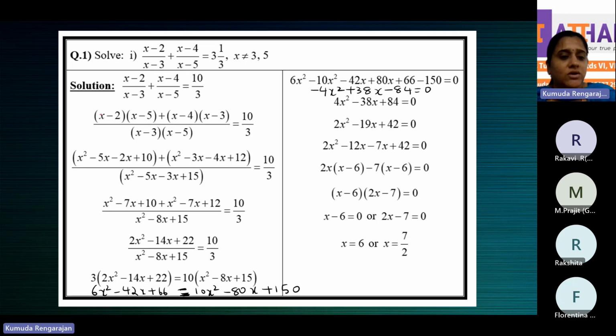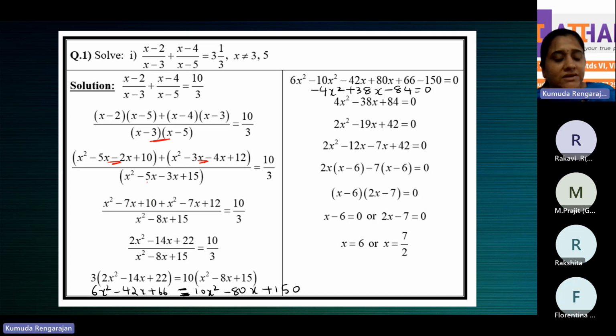Then how do you multiply these two? x into x, x squared. x into minus 5 is minus 5x, minus 2x plus 10, correct? You multiply this x with both the terms: x into x, x squared, x into minus 5 is minus 5x. Then you take minus 2, again multiply that with both the terms in the second bracket. Minus 2 into x is minus 2x, minus 2 into minus 5 is plus 10. So perform the same thing here. You're finding the product. So these are the expressions you get. And the denominator also multiply, is equal to 10 by 3. Now open the bracket and bring all the terms outside and simplify.